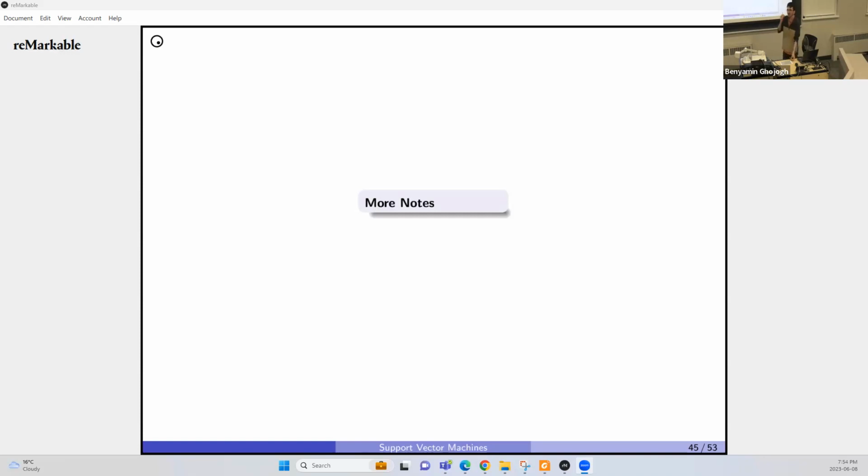Okay, and also it's usually fast, especially if your data is not big. So if you want to do something very fast, you don't want to do it with neural networks. Let's do it with SVM. Okay, more notes.